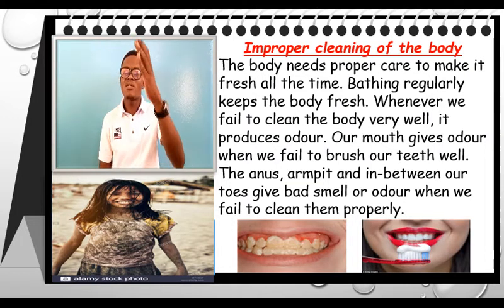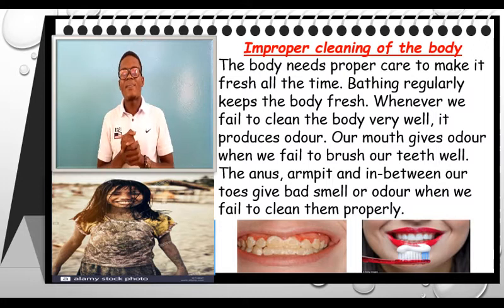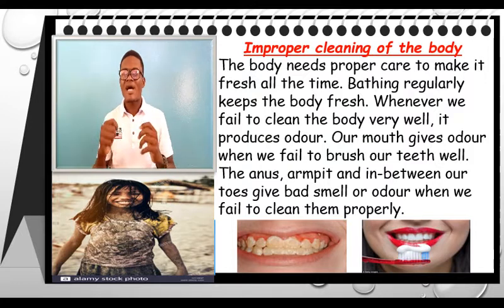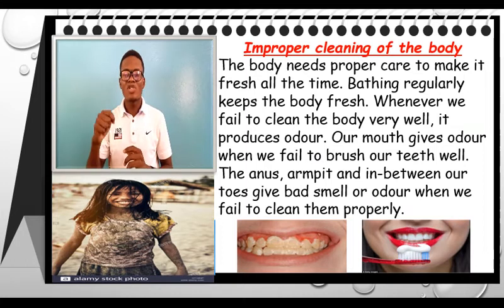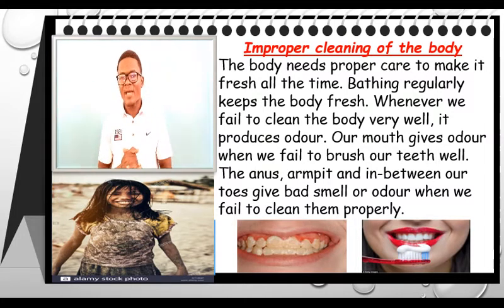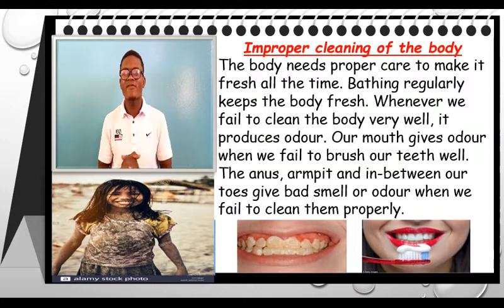Look at the middle picture. You can see that the person's teeth are decayed, and when you have decayed teeth, your mouth produces bad odor. So we must always brush our teeth. As you can see in the last picture, we must brush our teeth using the toothbrush and then the toothpaste. You can use toothpaste like Pepsodent, Close Up. There are quite a number of them on the market, so you can get any of them and use them.